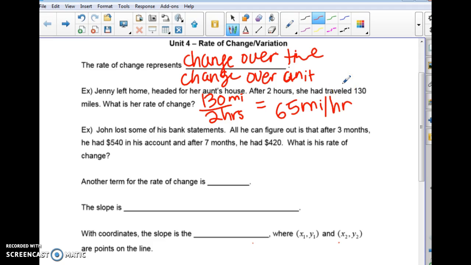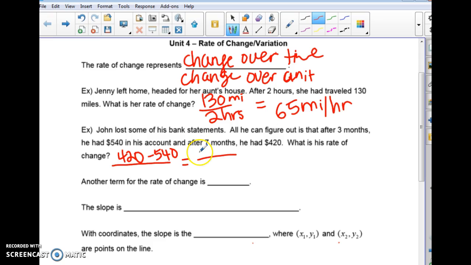Next example, John lost some of his bank statements. All he can figure out is after 3 months, he had $540 in his bank account, and after 7 months, he had $420. What is his rate of change? First of all, let's think about this. Did he lose money or did he earn money? So he lost money. If you want to figure out how much is lost, you need to do the subtraction because you want to see the difference.